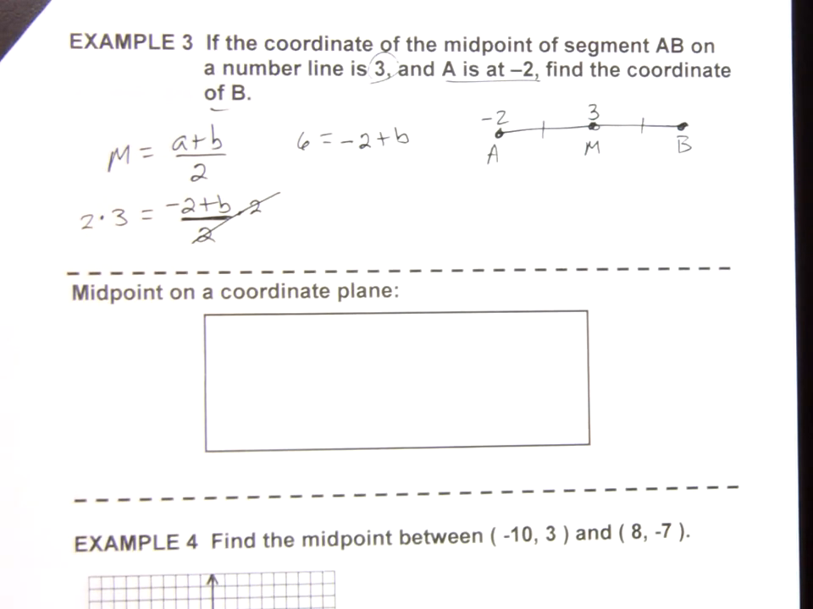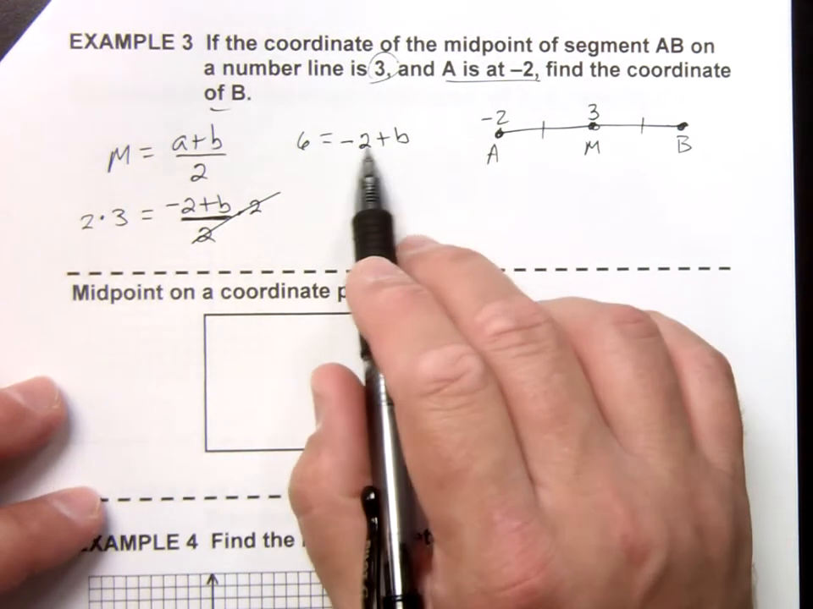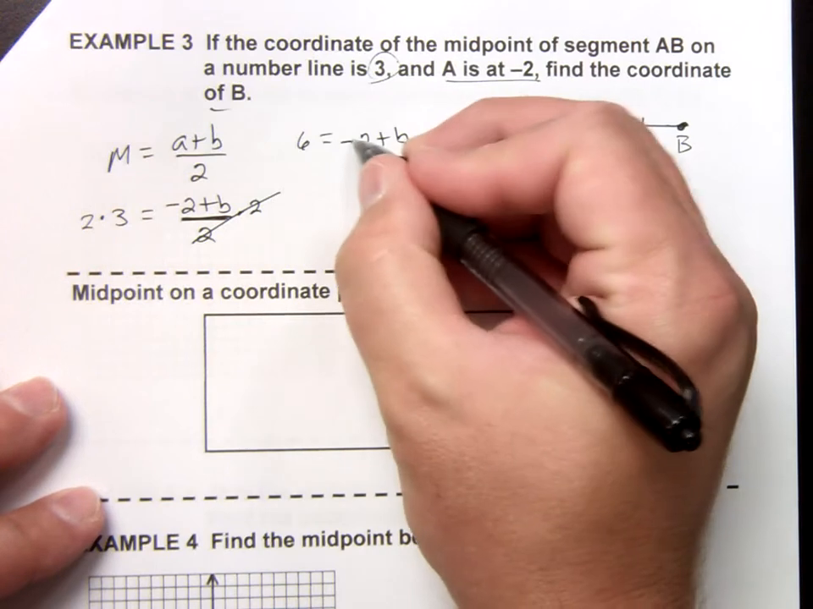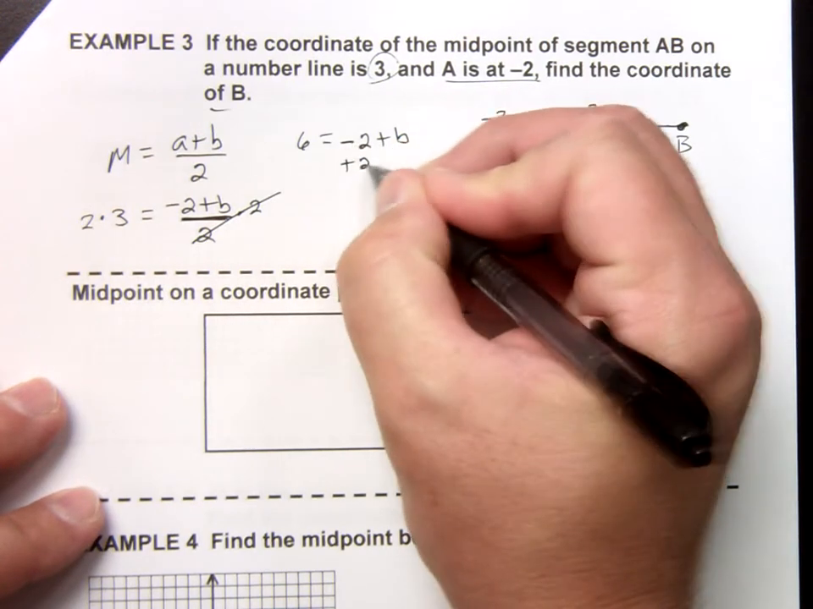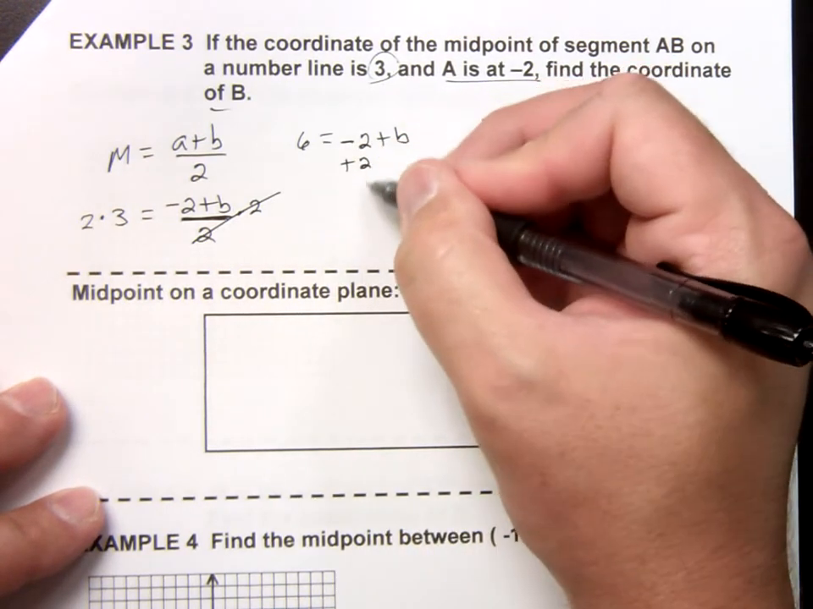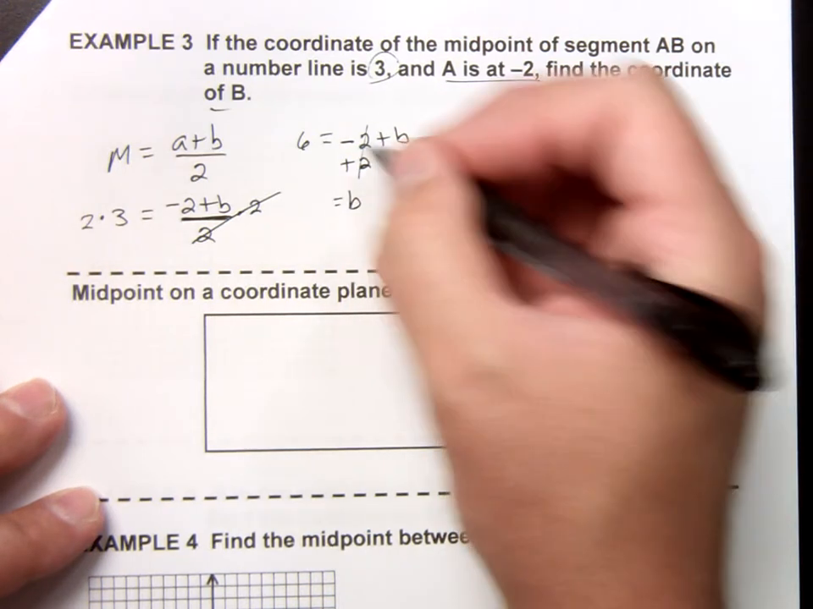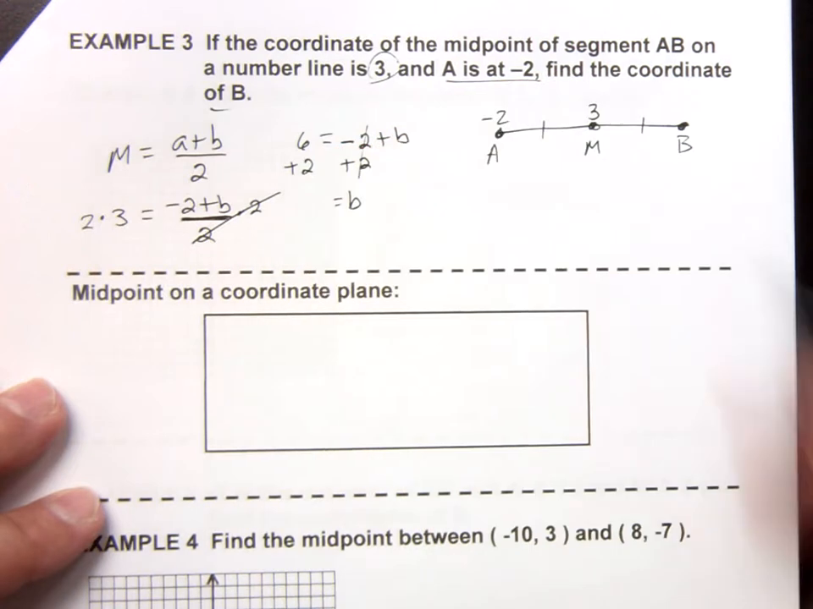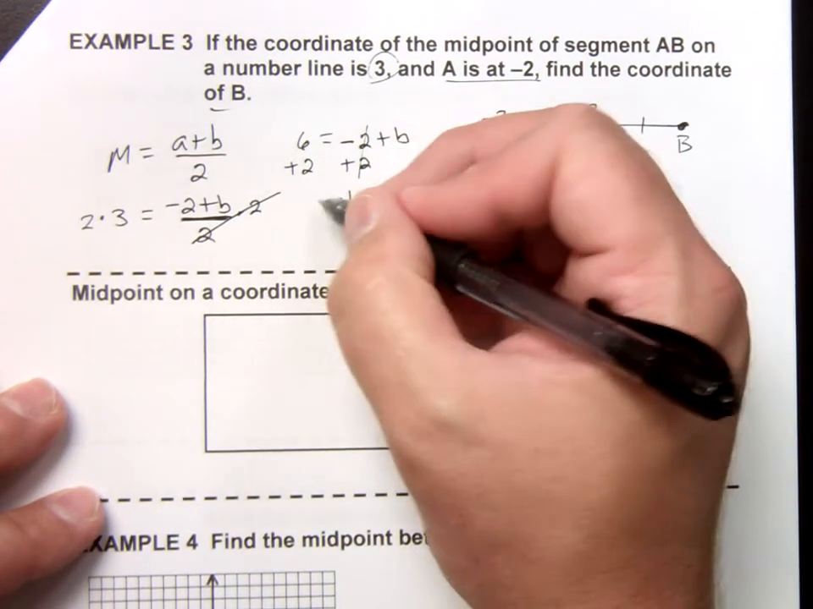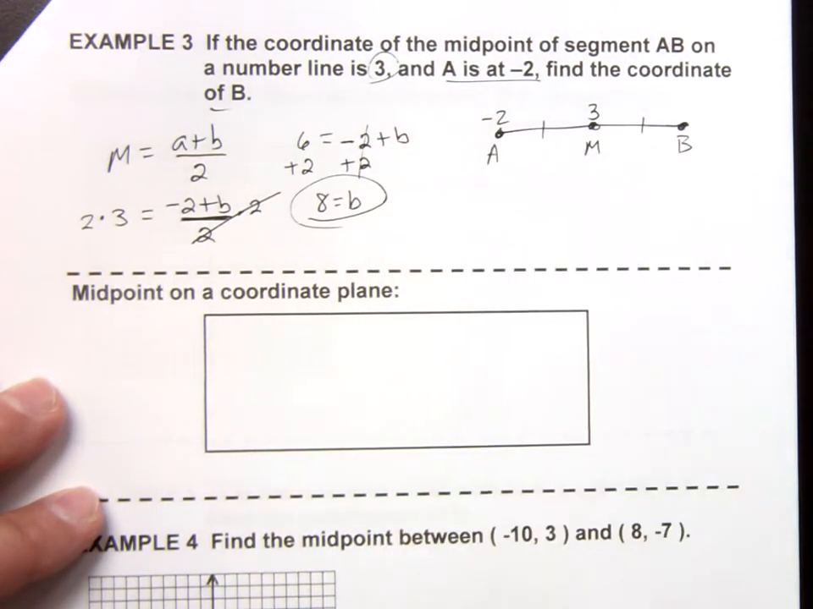Then I want to start getting B by itself, which means I need to get rid of this negative 2. Since it is a negative 2, I need to add 2. I'm doing the opposite. Negative 2 plus 2 is 0. It's gone. So all I have left is B. Now if I'm adding on one side of the equation, I need to add the same thing to the other side. 6 plus 2 is 8. All right, and there's our answer.